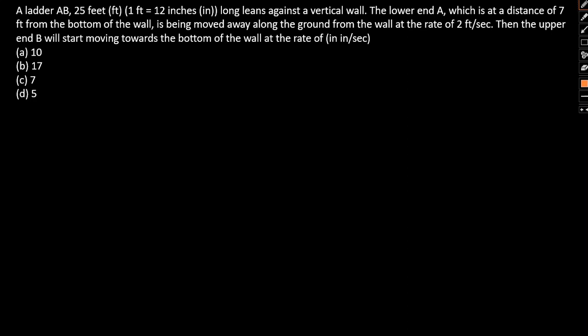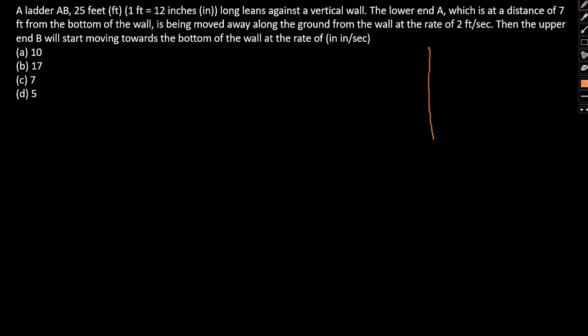A ladder AB 25 feet, where 1 feet is equal to 12 inches, long leans against a vertical wall. The lower end A, which is at a distance of 7 feet from the bottom of the wall, is being moved away along the ground from the wall at the rate of 2 feet per second. The upper end B will start moving towards the bottom of the wall at the rate of, so we need to find the rate at which the upper portion would come down.